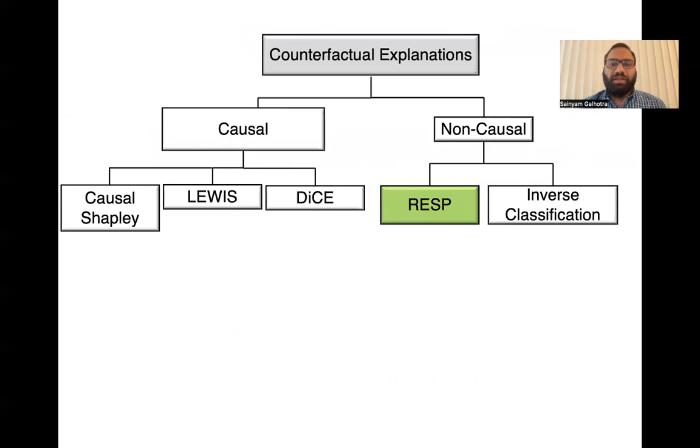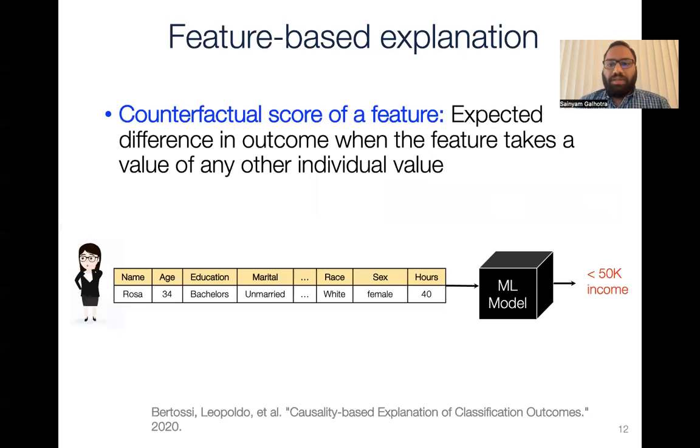Now, let us look at another non-causal technique, which is RESP. This technique was proposed by Bertossi and others in 2020. This approach generates a counterfactual score for every feature as the expected difference in classifier outcome on changing the feature value. This score characterizes the impact of changing feature value on the outcome of the classifier, where higher the score, the higher is the impact of changing the feature value.